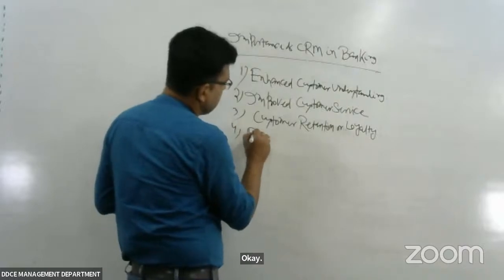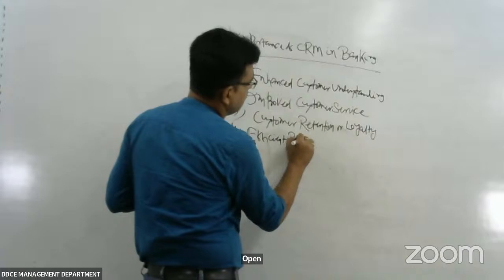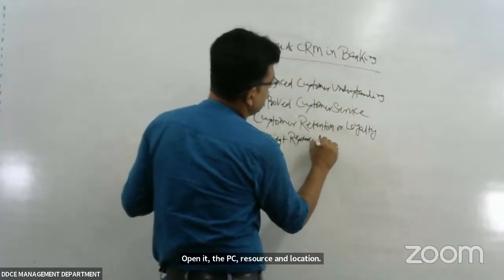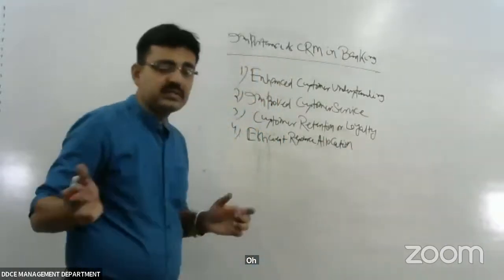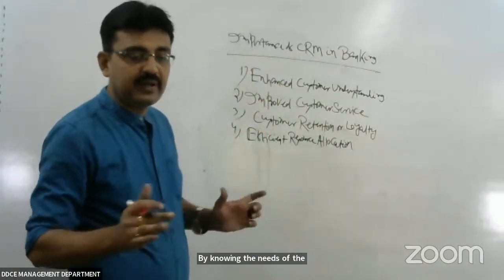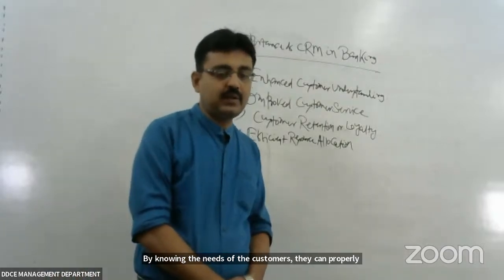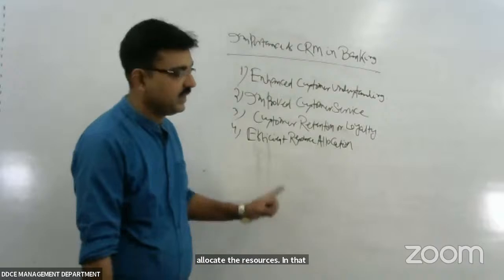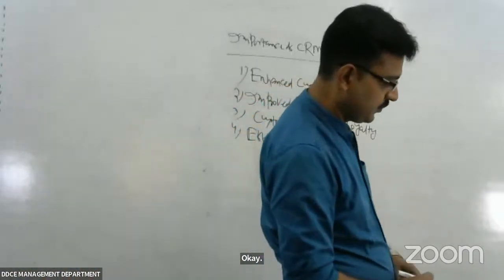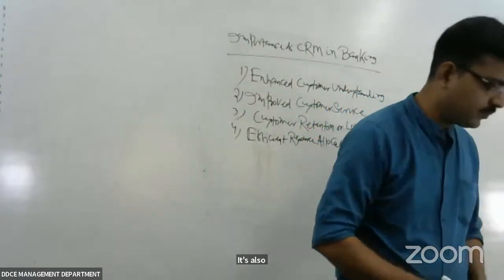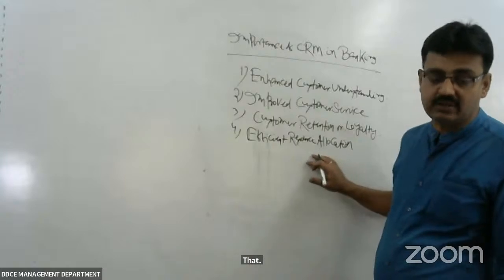Fourth one is efficient resource allocation. By knowing the needs of the customers, they can properly allocate the resources. So in that process, there will be efficient allocation of resources.